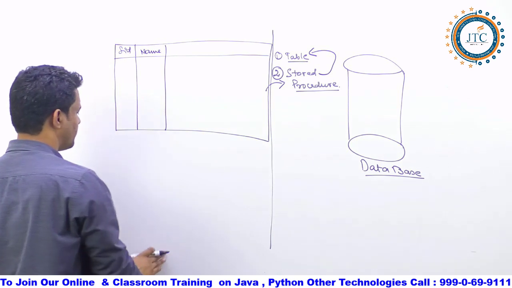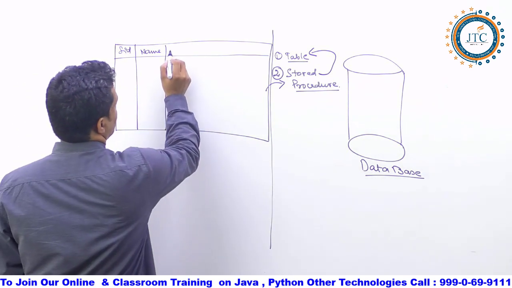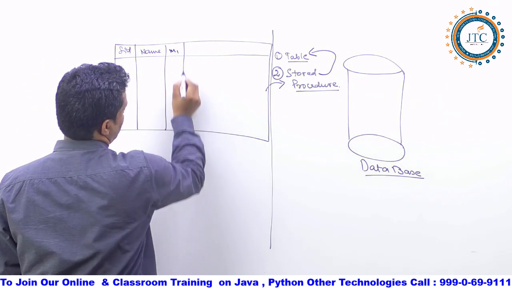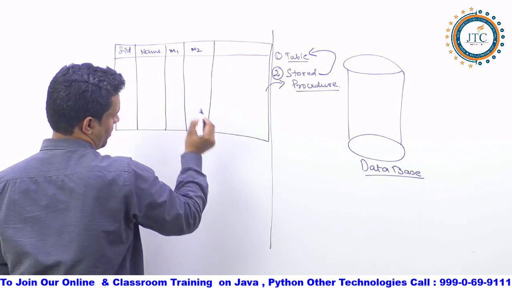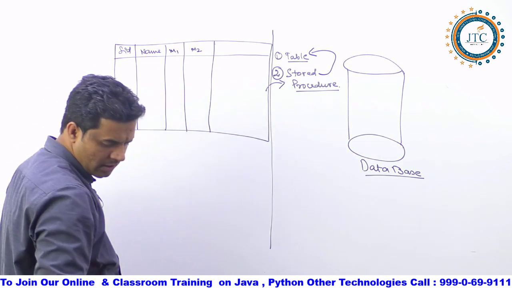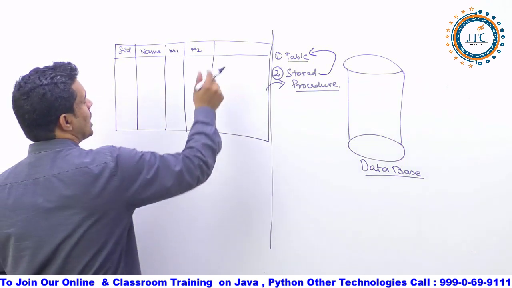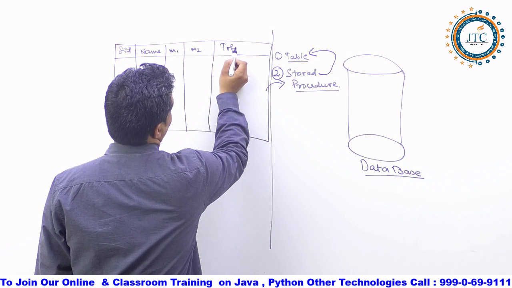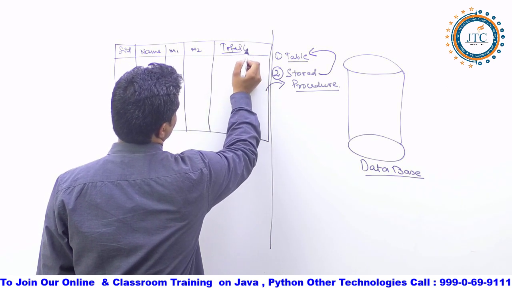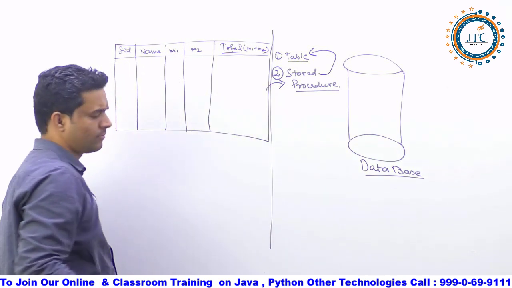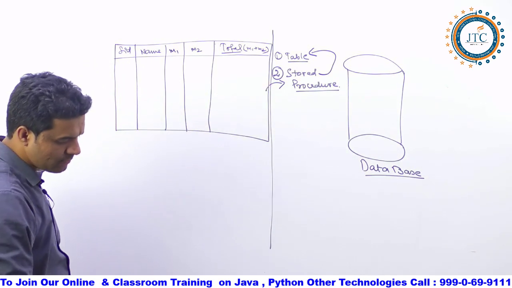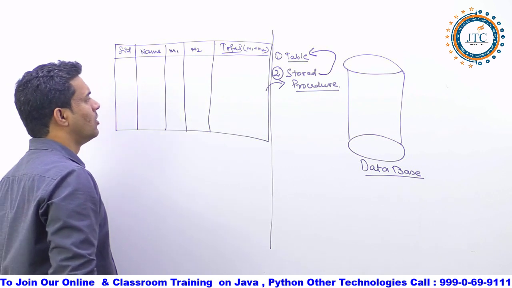and here you see M1, marks 1, marks 2, and here is the total, which is M1 plus M2 I am writing, correct? M1 plus M2 we are writing it.